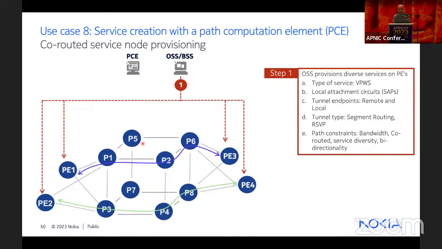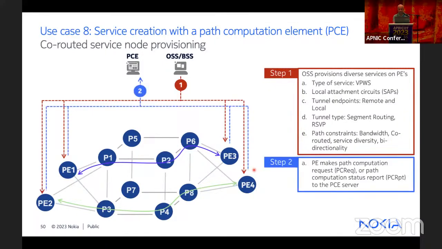So, once again, this is a disjoint service. You want a service from PE1 to PE3 and one from PE2 to PE4. They're using different paths, and you can see that there's no commonality. There are no common elements between these services. So how you can use a controller to achieve that is here.